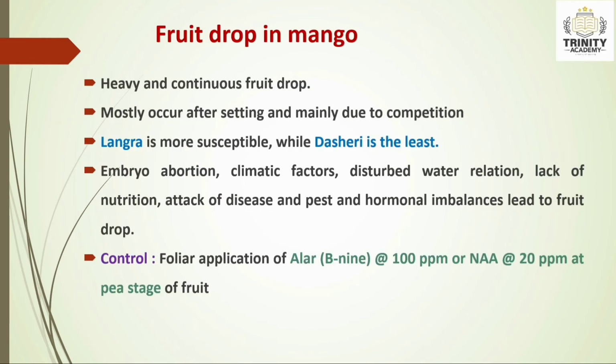Here, let us see fruit drop in mango. It is a serious problem in mango and mostly occurs after fruit setting due to competition for resources. In exams, question may ask this point as which variety of mango is highly susceptible to fruit drop. So answer is Langra while Deshehri is least. The major cause is due to embryo abortion, climatic factors, disturbed water relation, etc. How to control this problem means foliar application of Alar, the trade name is B9 at 100 ppm or NAA at 20 ppm at pea stage of fruit.